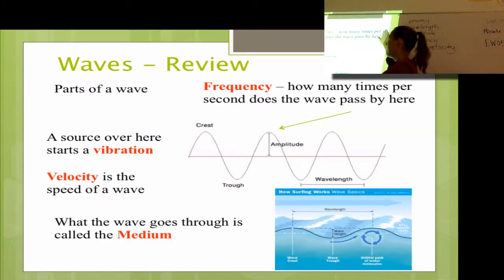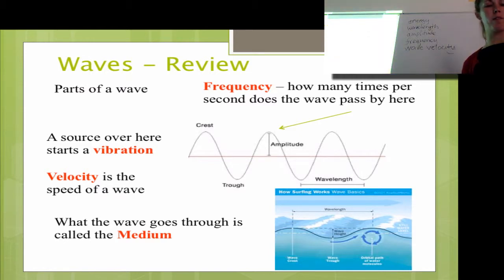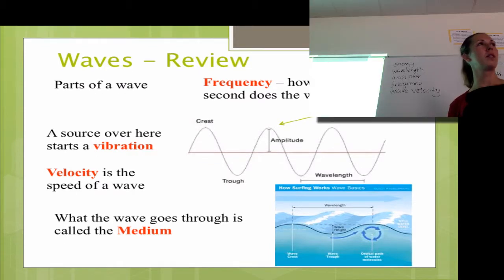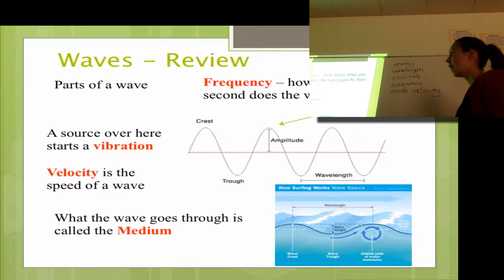Frequency. Write it down. Another way to write frequency would be to say it's basically how many waves pass by per second. How many times per second does the wave pass a certain point? A source causes a vibration, and that's what starts a wave propagating. Velocity is the speed of the wave, so how fast that wave is traveling.